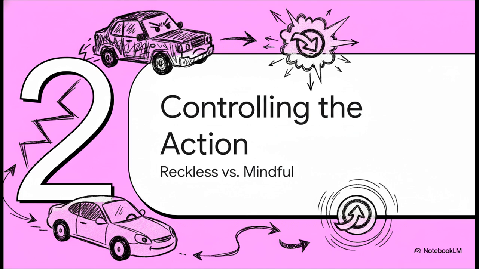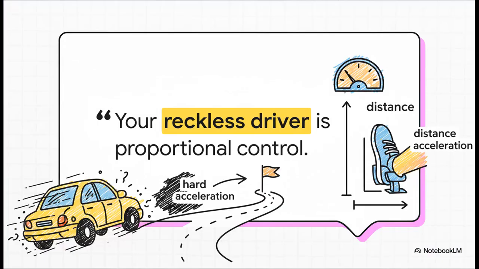It's not just about shouting, go. It's about the style of control. And a great way to think about it is to imagine the difference between two very different types of drivers. First up, let's meet our reckless driver. In engineering, we'd call this proportional control. Their rule for driving is simple. The bigger the gap between you and the car ahead, the harder you slam on the gas. Full throttle, no questions asked.